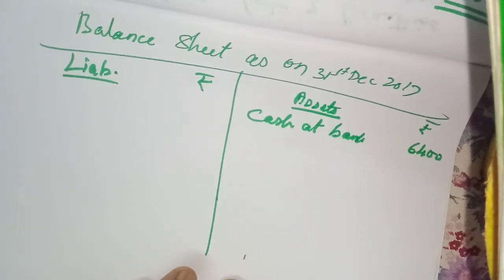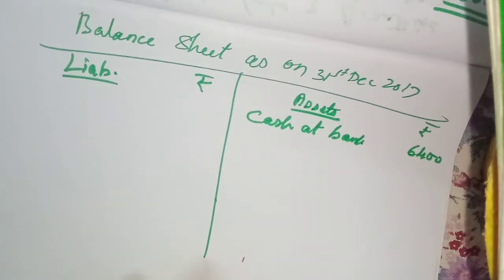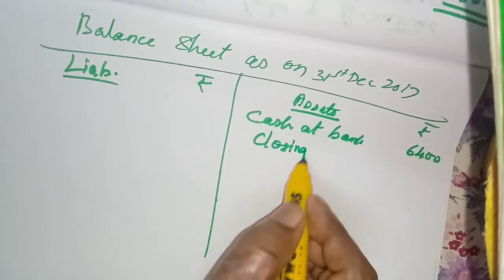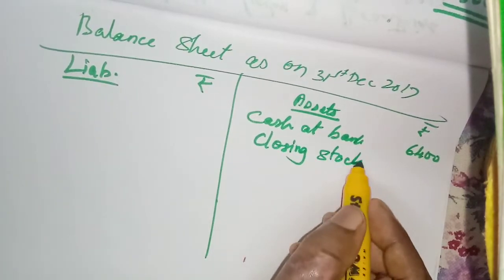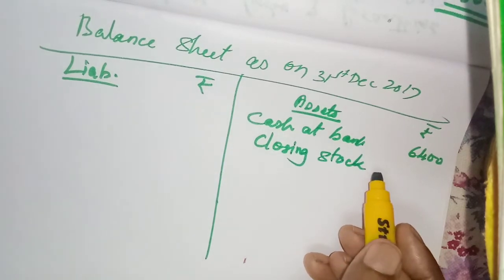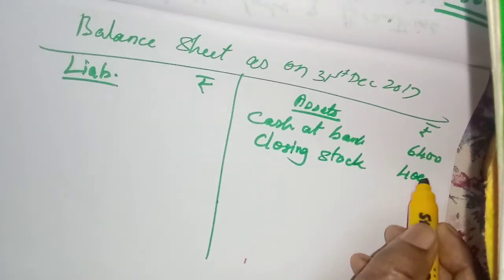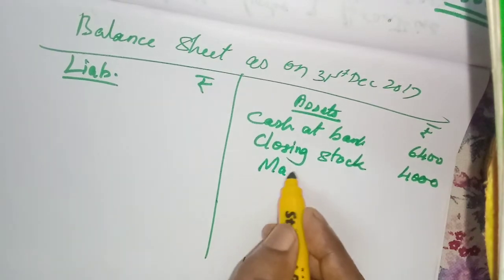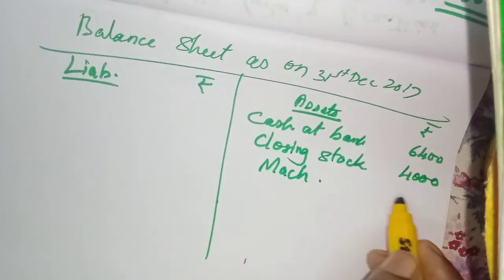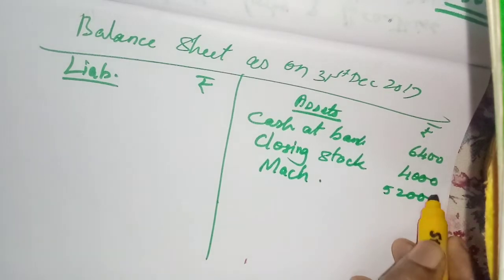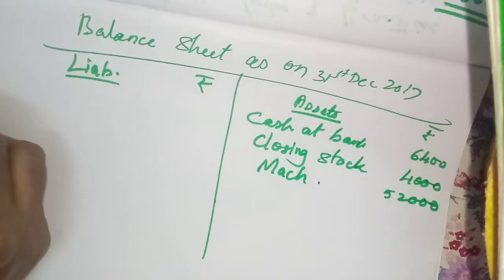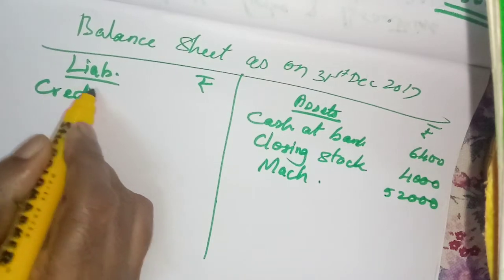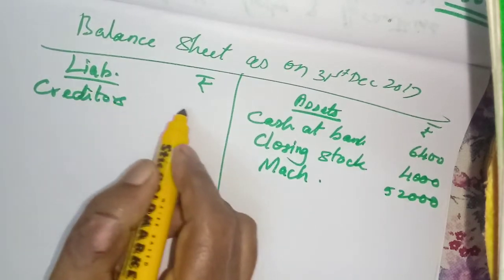Now come from the beginning. Opening stock we have entered, wages entered. Closing stock will come in 2 places. Okay, in the trading account and in the balance sheet, 4,000. Then discount received we have written. Then machinery we have to write, asset, 52,000. Then creditors this side 8,000.